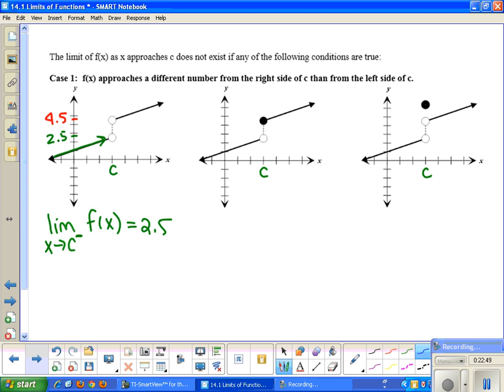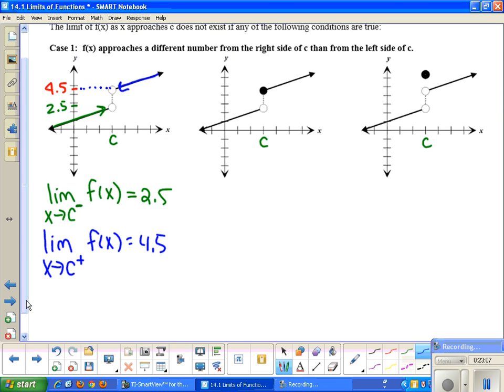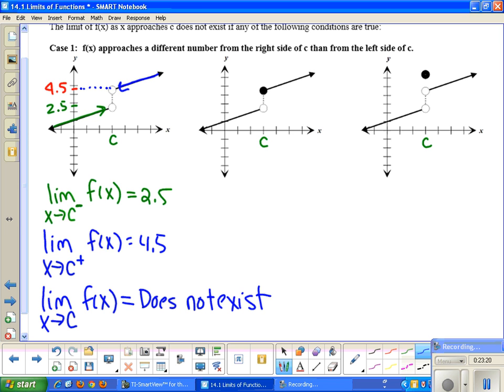And we're going to do one-sided limits later on. And the limit as x approaches c from the positive side or the right side of the function f of x, notice is approaching this value right here of 4.5. Because these two limits are not the same, then I know that the limit as x approaches c for this function does not exist. And usually we write DNE, so does not exist.